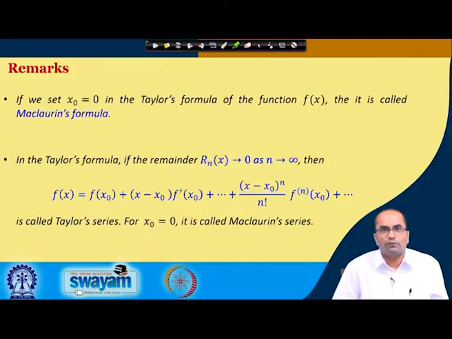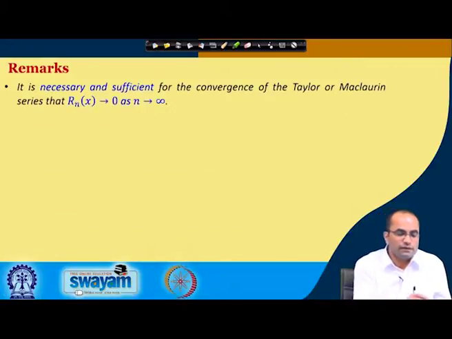And in the Taylor's formula, if this remainder goes to 0 as n goes to infinity, this is an important remark here, then we can write down that Taylor's formula in the form of a series. So, f x 0 and so on, you can continue for infinite terms, and this is called the Taylor series. For x 0 equal to 0, this is called the Maclaurin series.